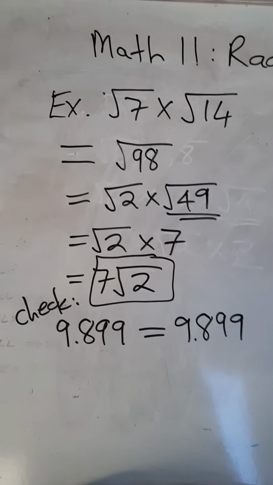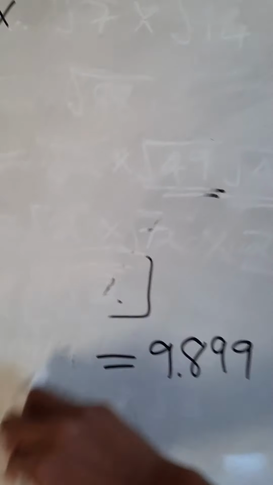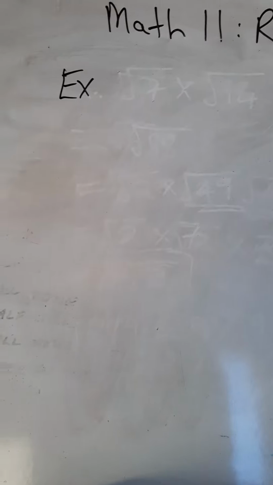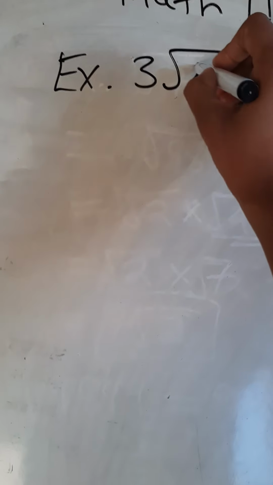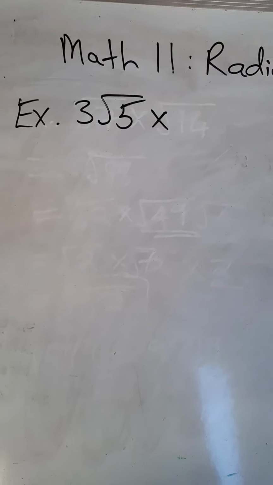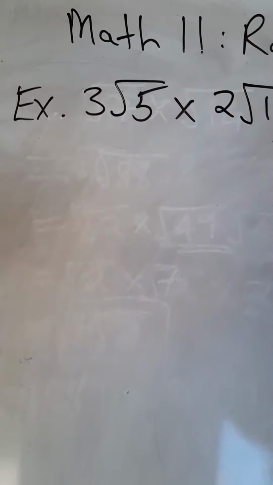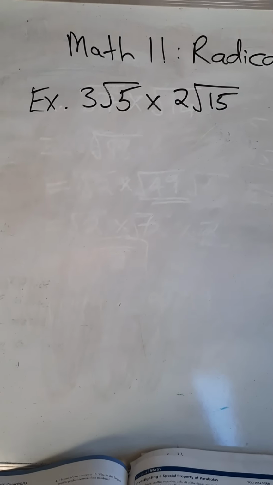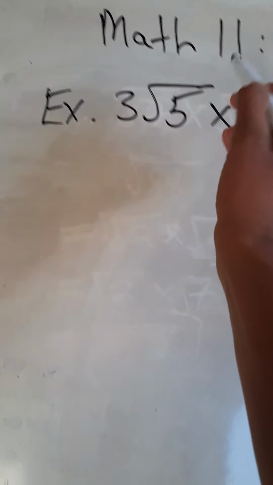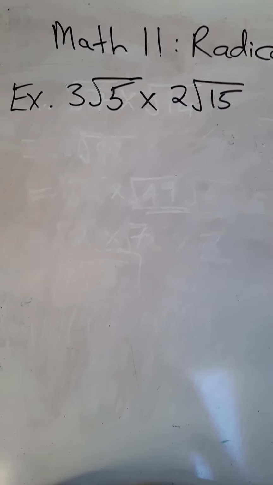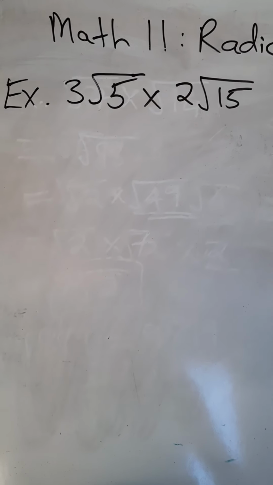All right, let's try one more example. I'm going to take it off, and that looks really good. So let's try this one. It says 3 square root 5, and I'm going to multiply it by 2 square root 15. One more time, I'm going to try taking the square root of 15. The only factors of 15 are 3 and 5, which are again prime numbers, so I know I can't reduce that.